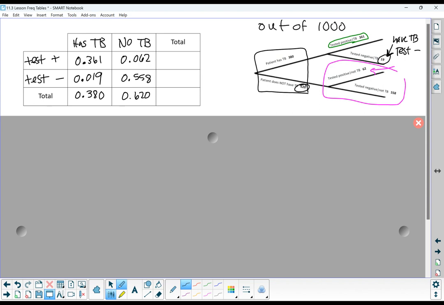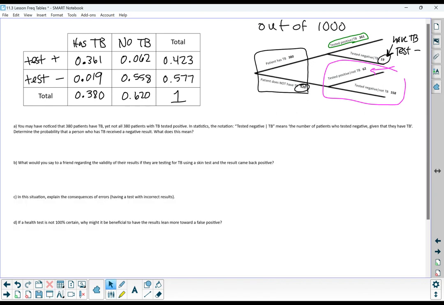Okay, and then we can just total these rows up by adding them together. 0.423, 0.019 plus 0.558 is 0.577. And then the rows and the columns should add up to 1, barring that small, sometimes rounding difference. Okay, so we've got our frequency table filled in. So let's answer a couple of questions.